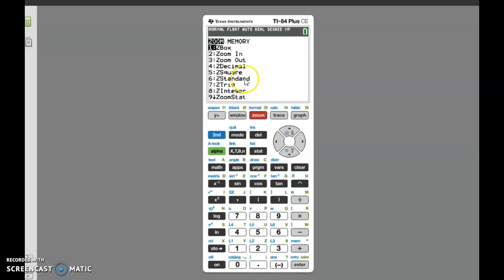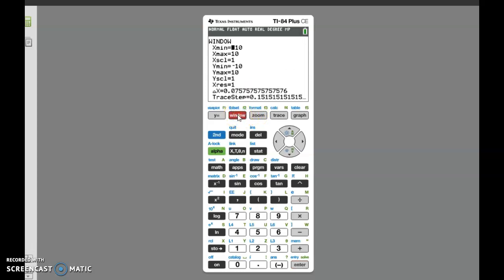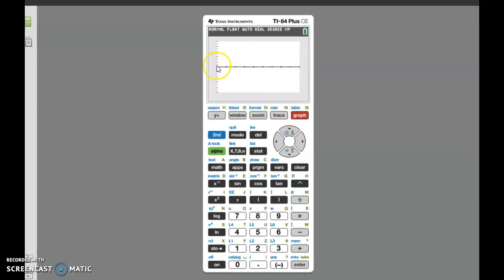So if you're not getting that, I am in Zoom Standard, okay? So go to Zoom Standard, and you should get that window. But we want to restrict our t, which is our x, to between 1 and 10. So right now our x minimum's at -10, so we're going to restrict it to 1, and we're going to make the max 10. Okay, now we're going to graph this and it's still not going to look any better. The only difference now is we're between 1 and 10 and we don't see anything.